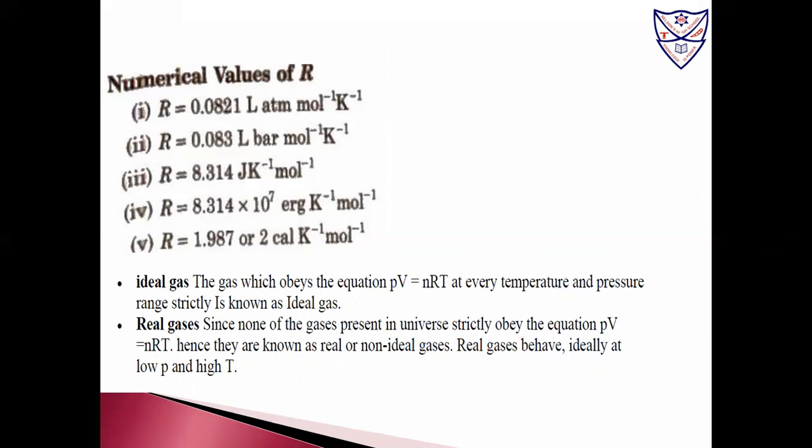It may be used in any form, because of the different units. We have to focus on the units, right? So what is an ideal gas? The gas which strictly obeys the equation PV equals nRT at all temperatures and pressure ranges is known as an ideal gas.